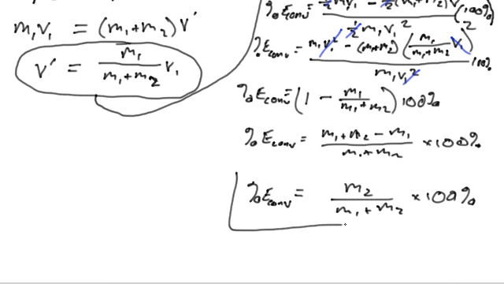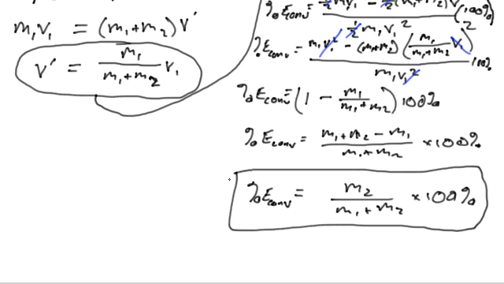And that's our answer for the percent energy converted from mechanical energy to other forms. We should check to make sure it makes sense. If m1 is really, really light, it'll be like sticking into a wall. In the limit as m1 goes to 0, we get m2 over m2, which is 1. We get 100% energy converted.